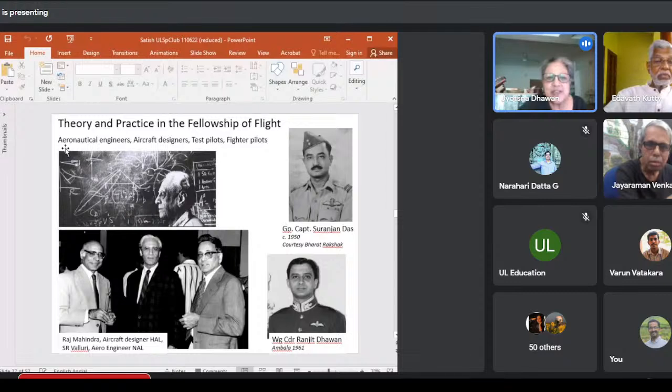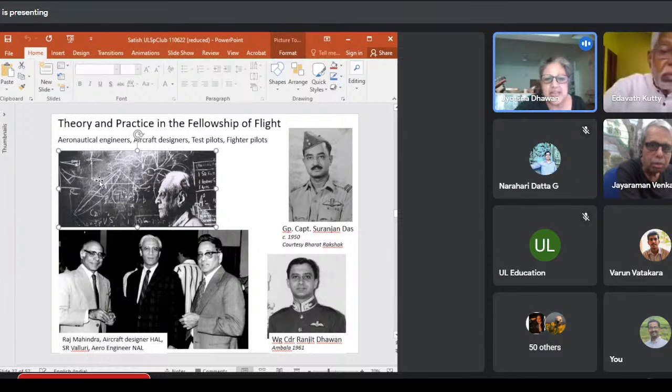So coming to the issue of interest and obsession with flying machines. Showing you here a set of pictures of people whose lives intersected with my father's because of their interest in different aspects of flight. At the bottom right is a picture of Wing Commander Ranjit Dhawan, my uncle, my father's younger brother, who was a decorated war hero. He was a fighter pilot.